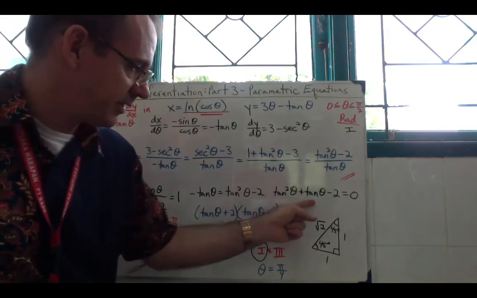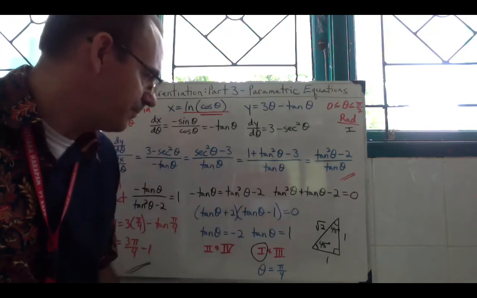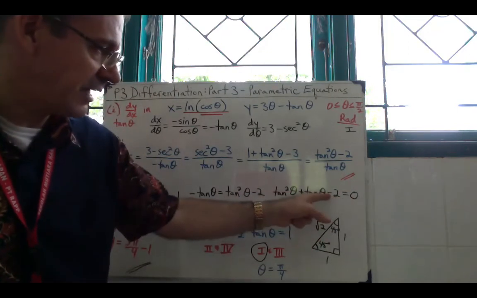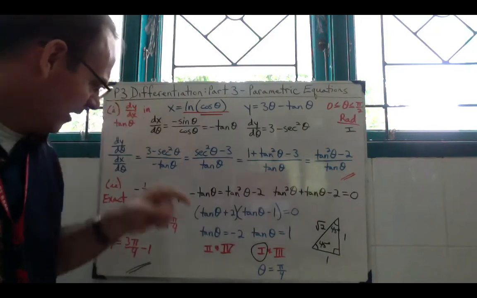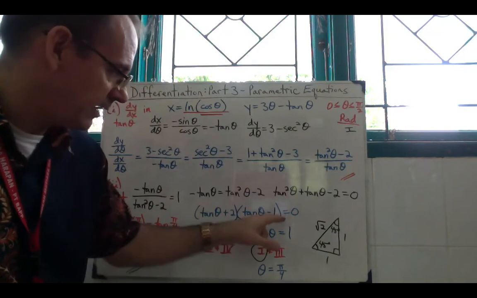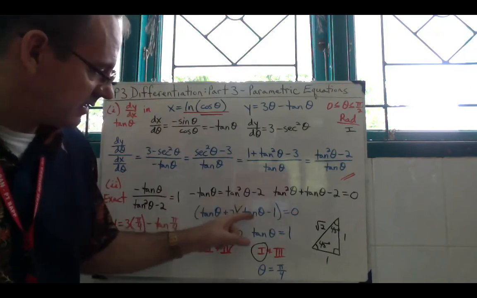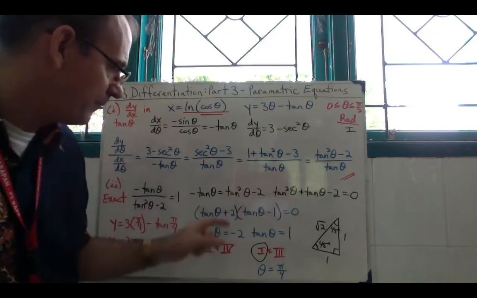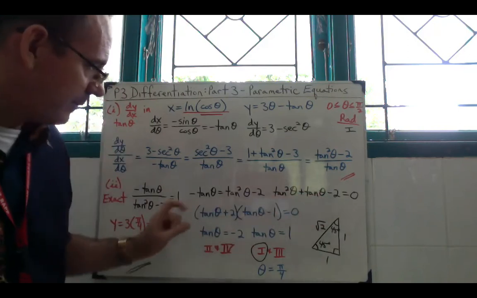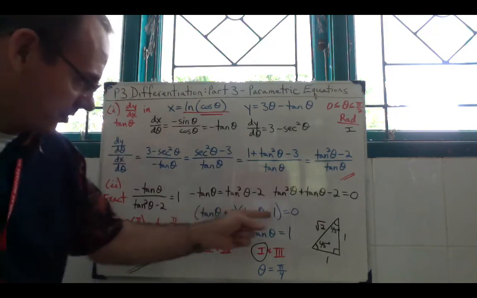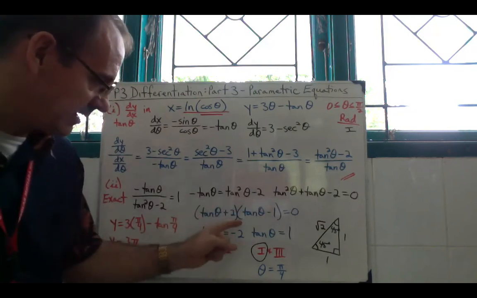Tan squared theta plus tan theta minus 2 equals 0. Now you can factor that, the factors of 2 that subtract to give you 1. So you have tan theta plus 2 times tan theta minus 1 equals 0. So you see tan theta times tan theta is tan squared theta. 2 times negative 1 is negative 2. Positive 2 tan minus tan is a positive 1 tan theta. Then solve each of those. Tan theta equals negative 2.